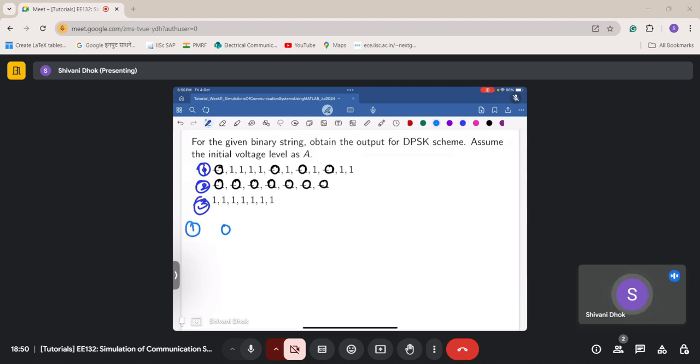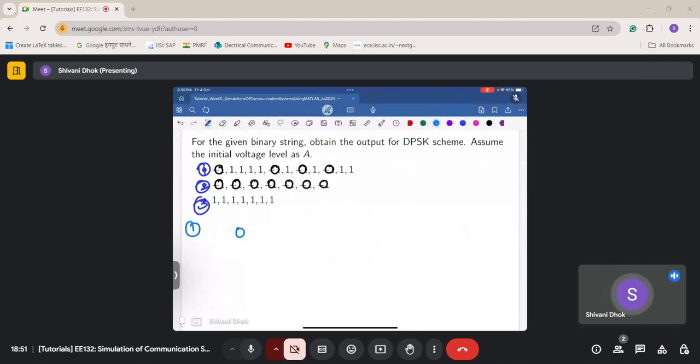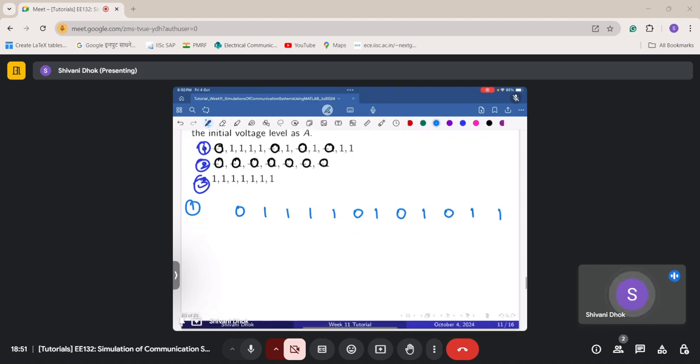So the first one is 0, 1, 1, 1, 1, 0, 1, 0, 1, 0, 1, 1. So let me write it again. So it is 0, 1, 1, 1, 1, 0, 1, 0, 1, 0, 1, 1. Okay, and the initial voltage level is A.